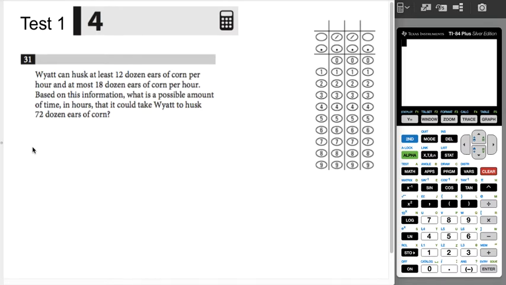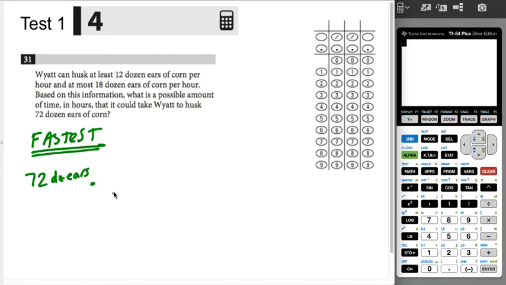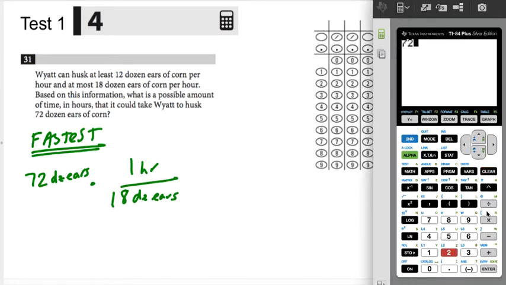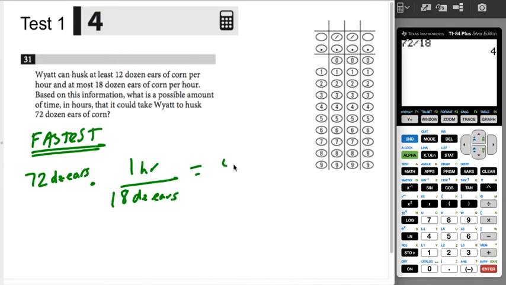Okay, so here's my argument. If he's moving the fastest he can possibly move, then for the 72 dozen ears of corn, I multiply by his fastest rate, which is at most 18 dozen ears in 1 hour. I could do 72 divided by 18, and I get that if he's moving as fast as he can possibly go, it would take him 4 hours.